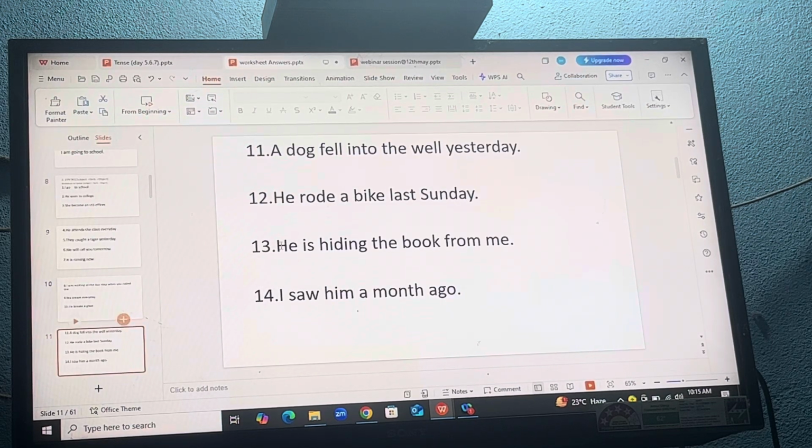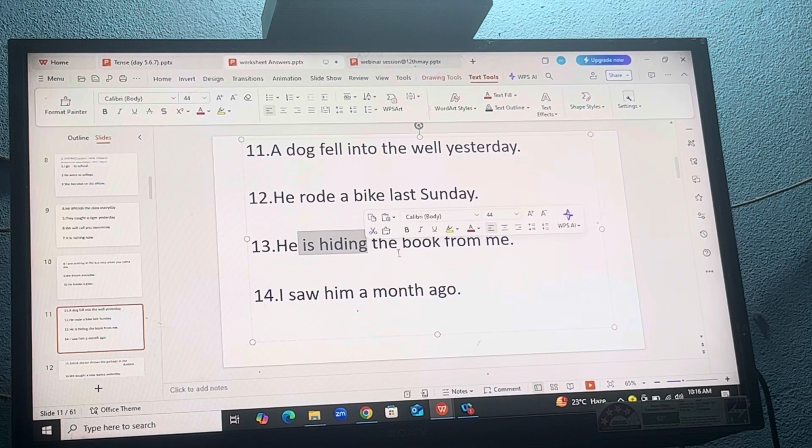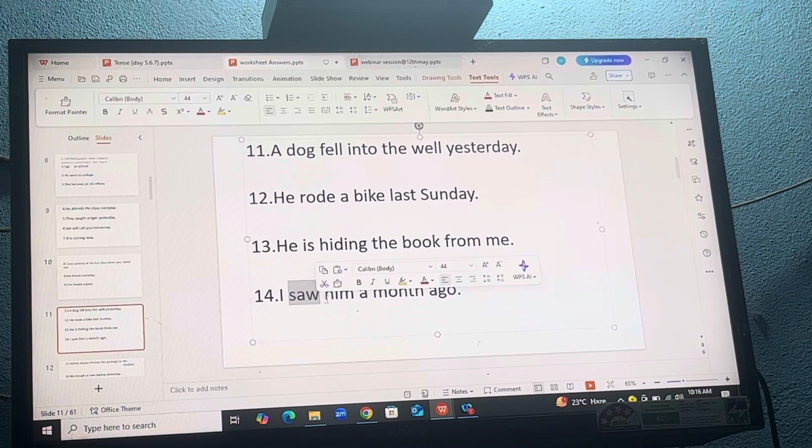So for you, there is one sentence we can proceed with: A dog fell into the well yesterday. What is the subject? Yes, a dog is my subject, fell is my verb, which is the V2, and into the well is my object. He is my subject, rode is my verb, and a bike last Sunday is my object. He is my subject, is hiding is my verb, and the book from me is my object. I is my subject, saw is my verb, and him a month ago is my object.